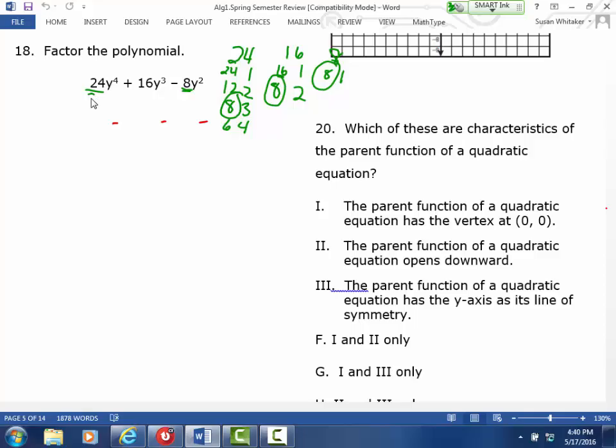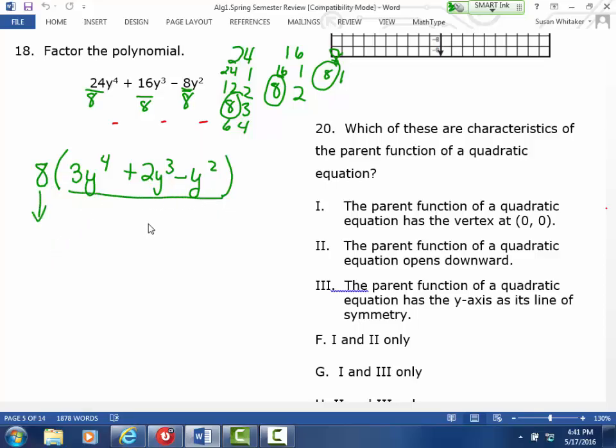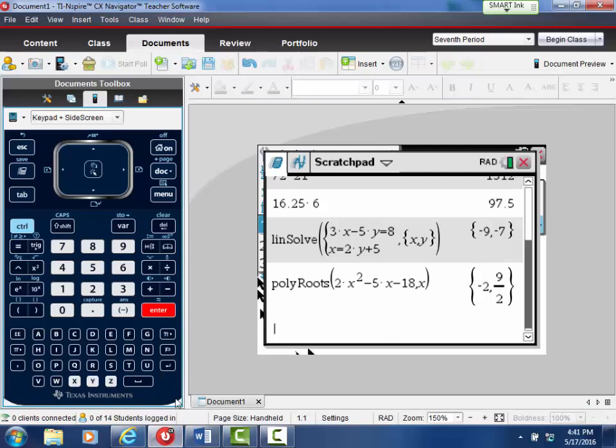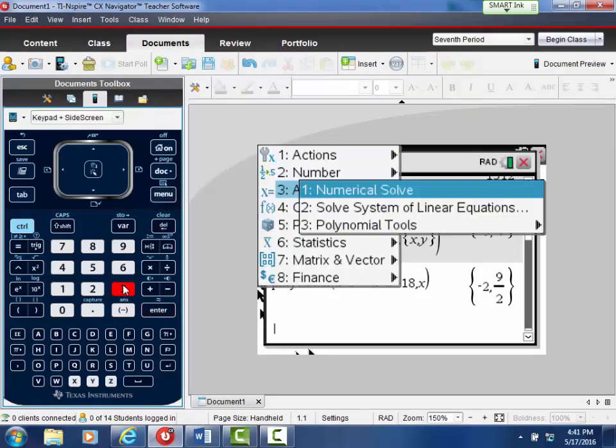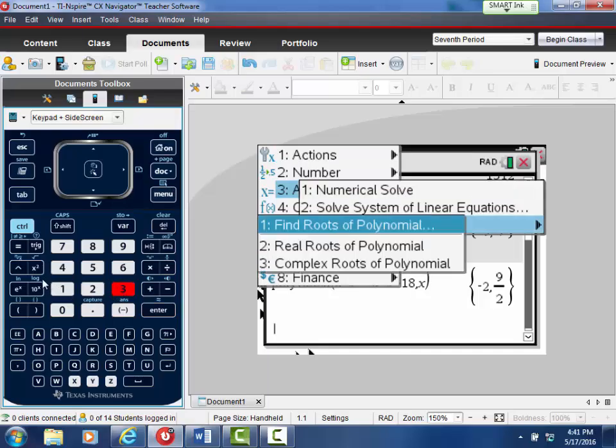So what that means I need to do is divide the 8 into each one of those. I'm going to write down the 8 out front as a factor, and then I'm going to write 3y to the 4th plus 2y to the 3rd minus y squared. So now I've factored out my GCF. I'm going to write that 8 down in my final answer. This is what still needs to be factored. That's when I go to my calculator again. I do menu 3, 3, 1.